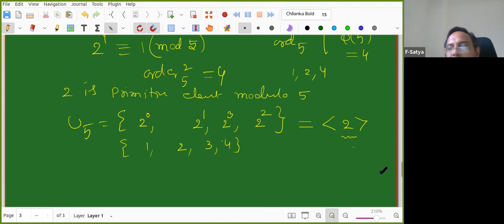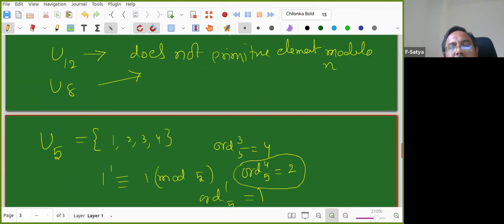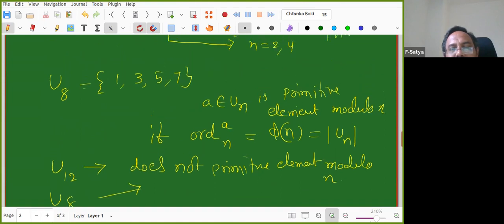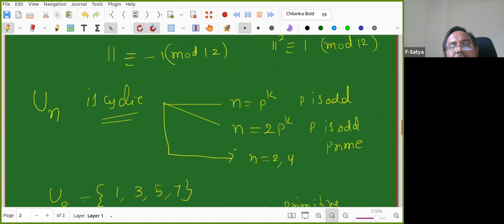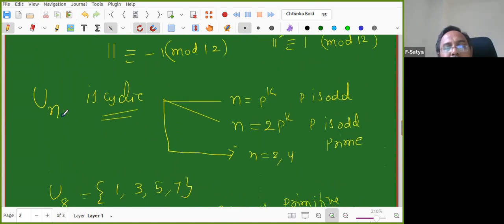In general, U12 is not cyclic and U8 is not cyclic, meaning there are no primitive roots at all. In this chapter, Un is cyclic only when n is of the form p power k with k greater than or equal to 1, p an odd prime, or 2 into p power k, p an odd prime. Other cases are 2 and 4 only. Of course n equal to 1 also, if you take k equal to 0.